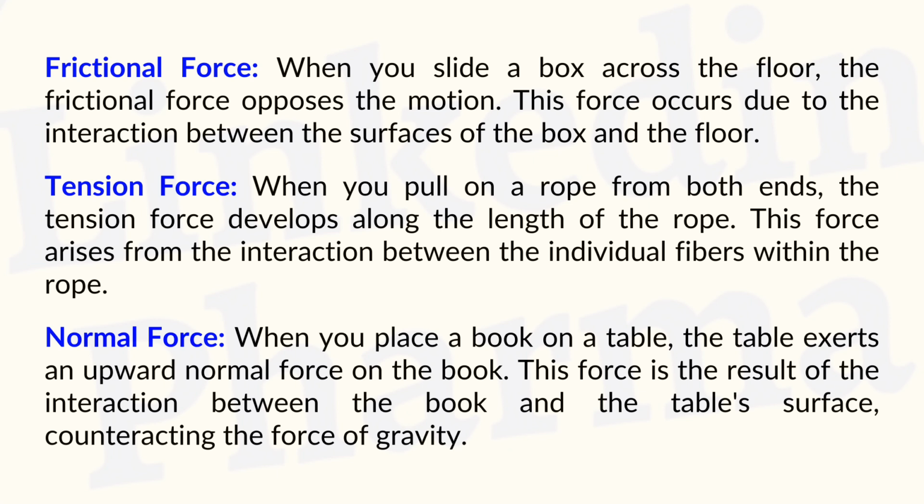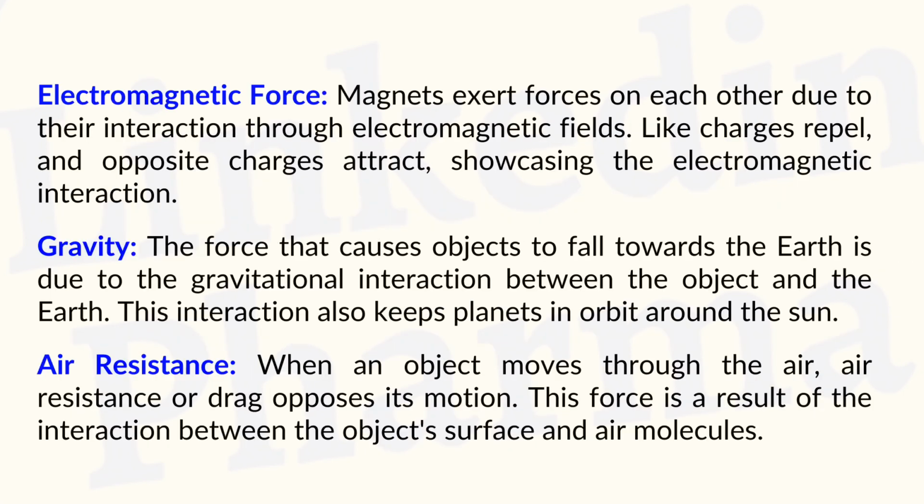Normal force. When you place a book on a table, the table exerts an upward normal force on the book. This force is the result of the interaction between the book and the table's surface, counteracting the force of gravity. Electromagnetic force. Magnets exert forces on each other due to their interaction through electromagnetic fields. Like charges repel, and opposite charges attract, showcasing the electromagnetic interaction. Gravity. The force that causes objects to fall towards the Earth is due to the gravitational interaction between the object and the Earth.